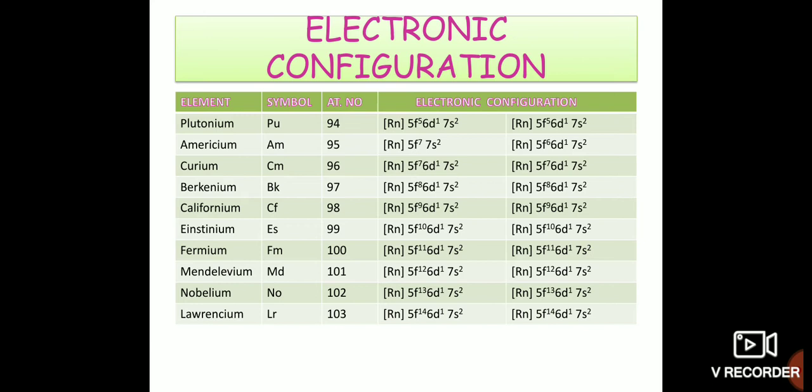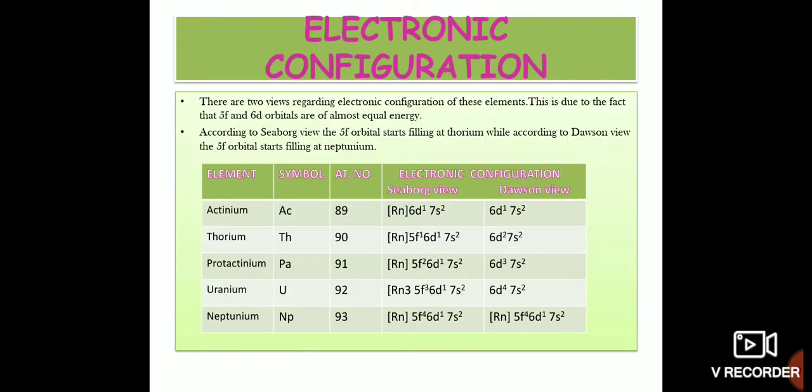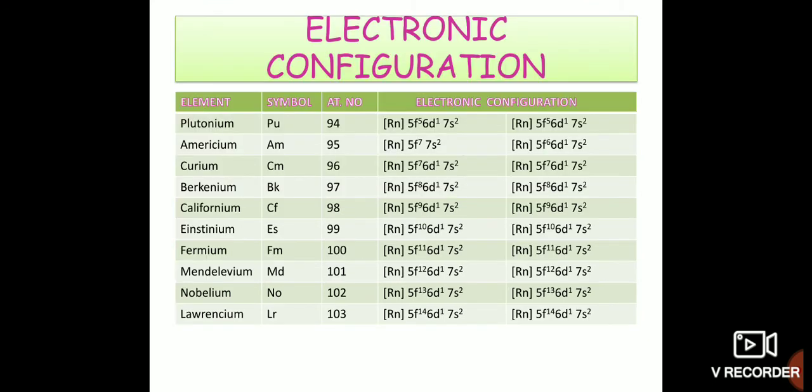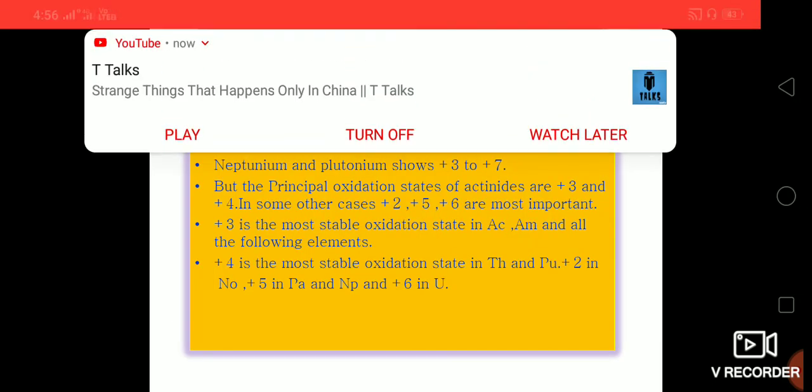So this is how the Seaborg and Dawson views are completely different from that of lanthanides. Here in actinides, the 5f orbital starts filling from the second element, thorium, in the Seaborg view, whereas in the Dawson view the 5f orbital starts filling from neptunium. This is how we have to write the electronic configuration.